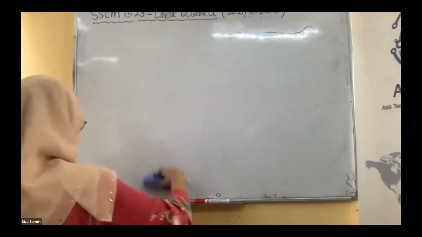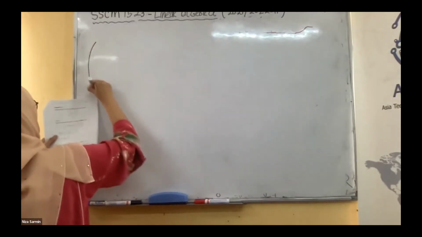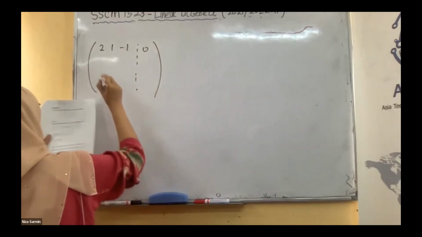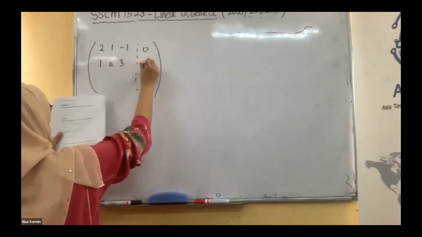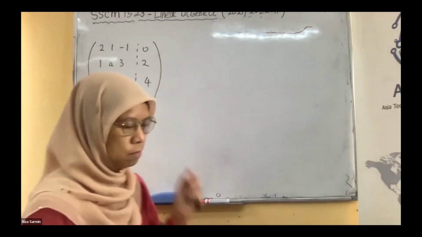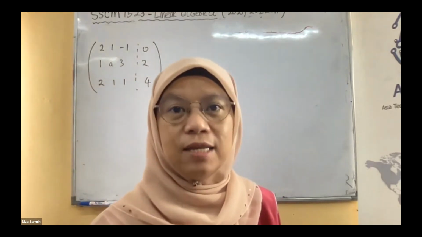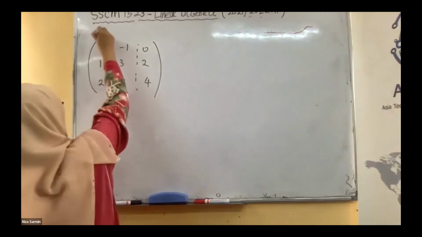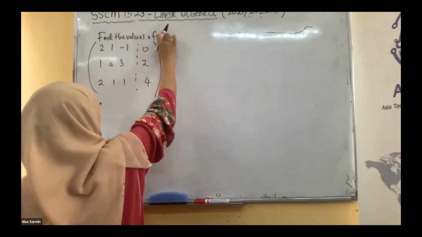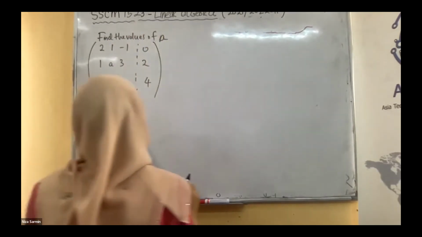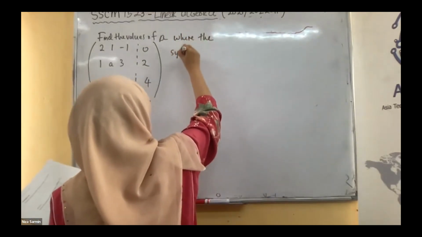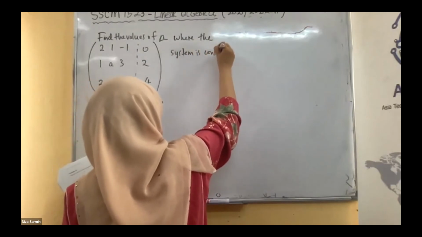Okay, and there's another one. 2, 1, negative 1, 0. 1, A, 3, 2. 2, 1, 1, 4. The question is, find the values of A where the system is consistent.